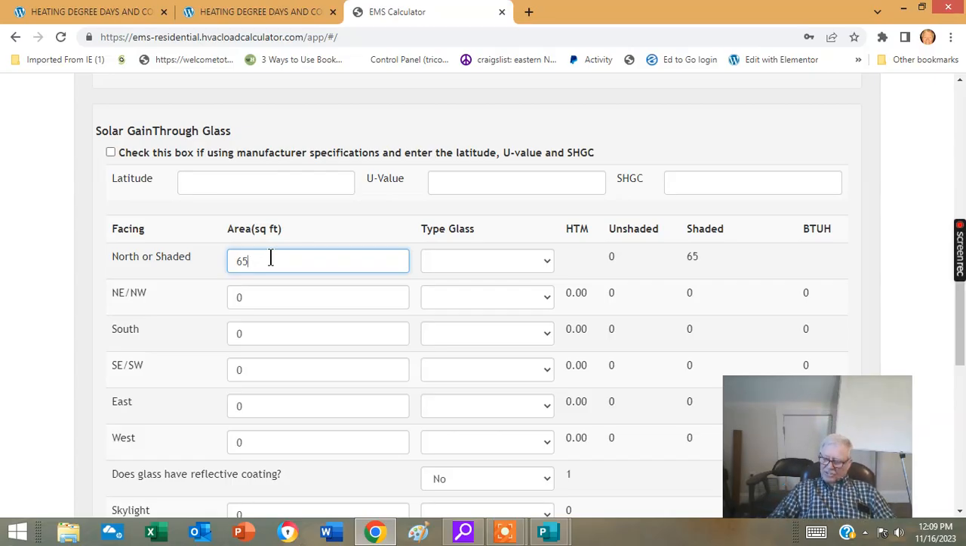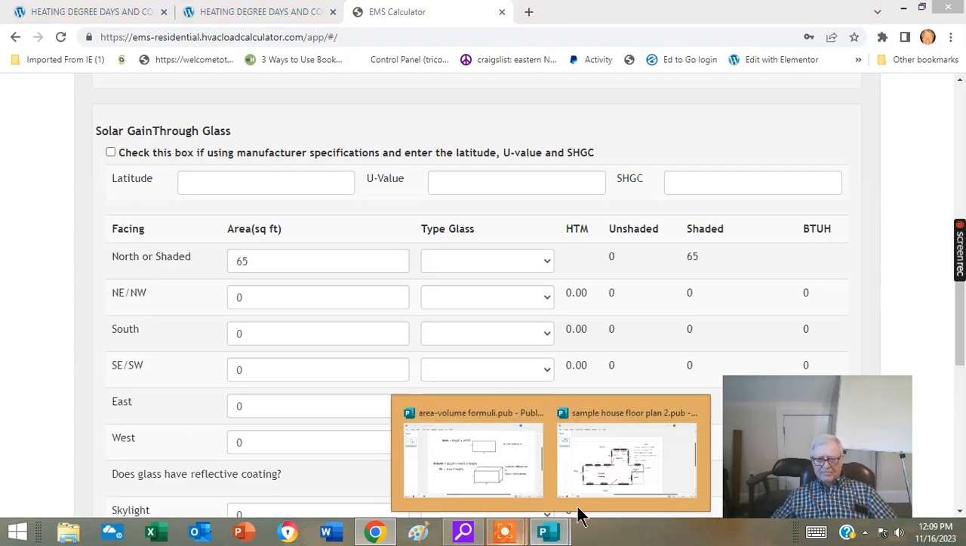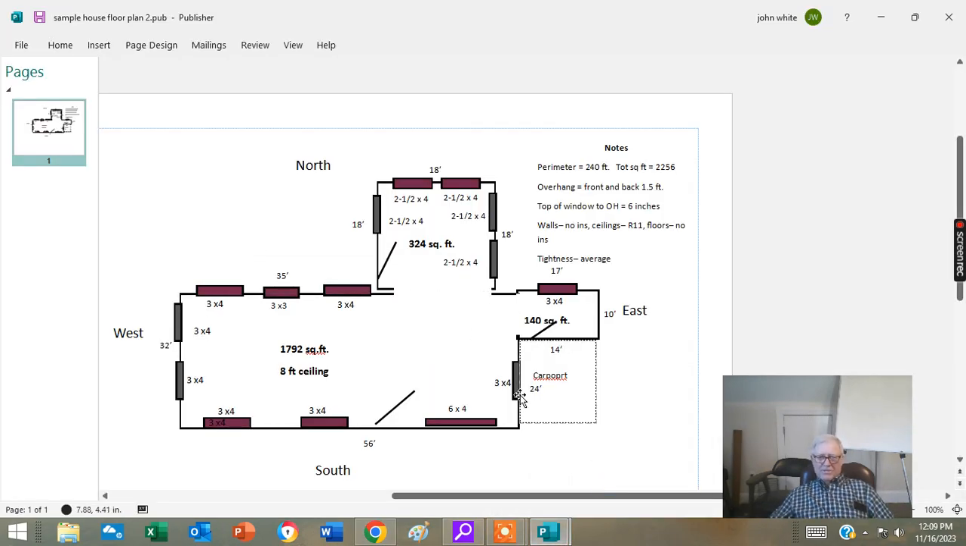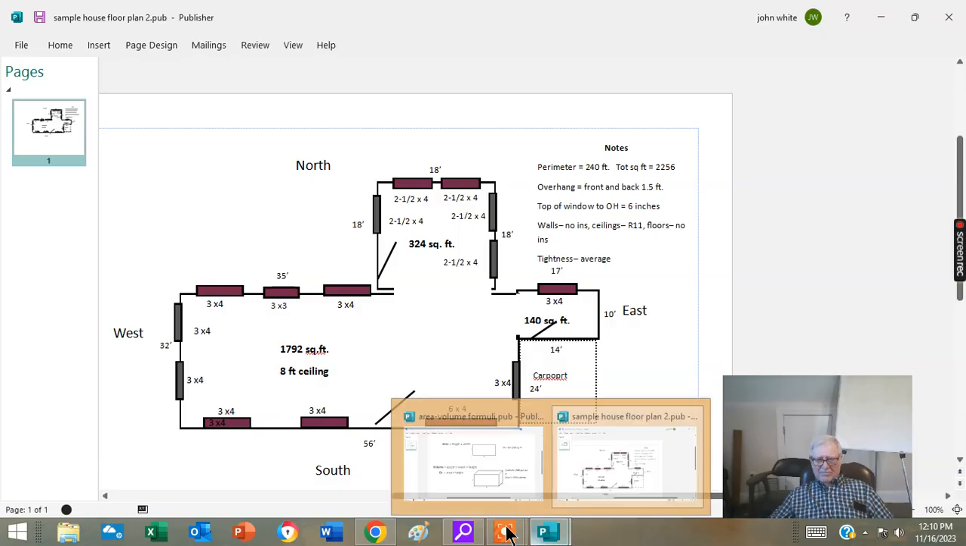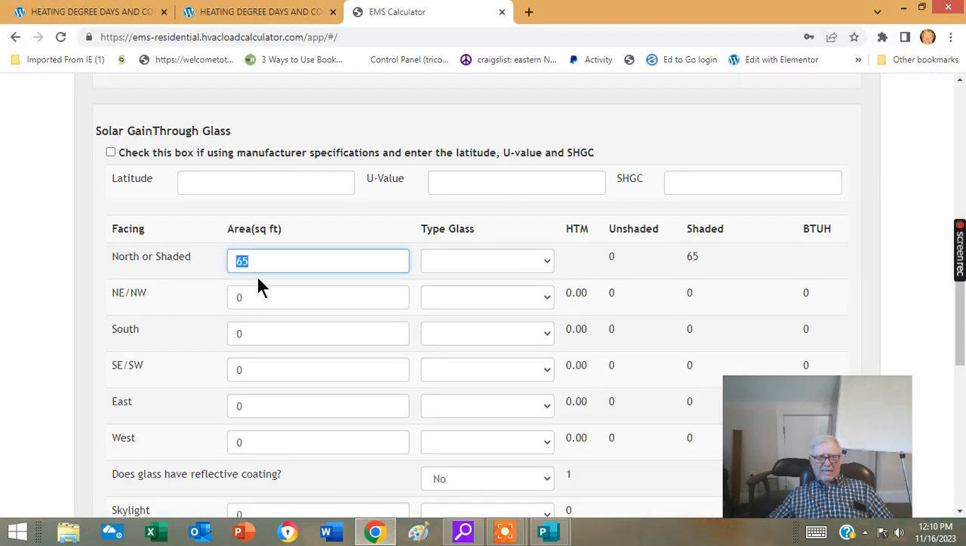Now, it also says north or shaded. So let's go back to our picture again. You'll notice this window right here is facing east, but it's under a carport, so it's shaded. So we're going to have to throw that in with the north windows. So that's another 12 square feet. So I've got 65 square feet, if you remember right. And I've got to add 12 more to that, so it's 77 square feet.